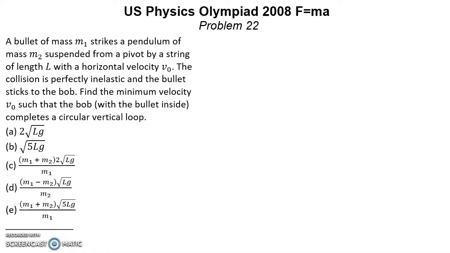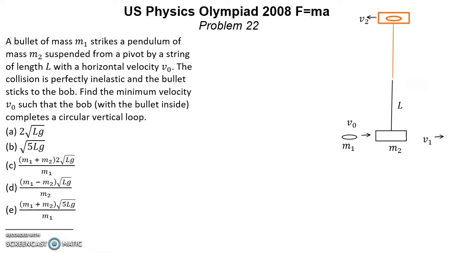So first of all, we can draw the picture of this scenario. On this picture, first the bullet sticks to this pendulum and gets a new velocity v1. After that, it starts to rotate to the highest point, where it gets speed v2. And the best way to do this problem is probably to go backward.